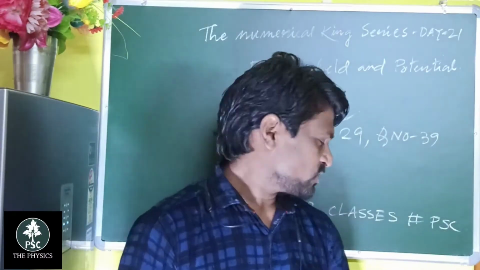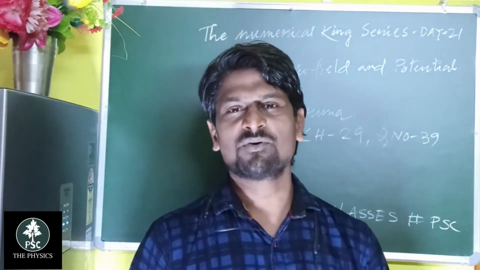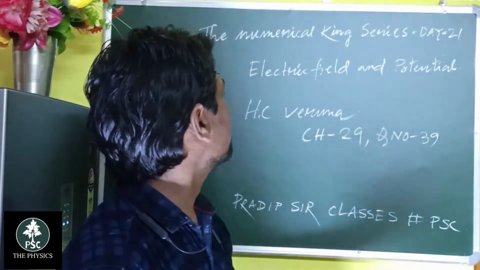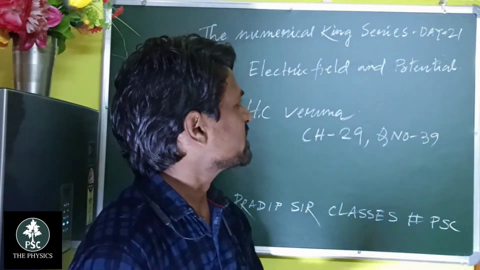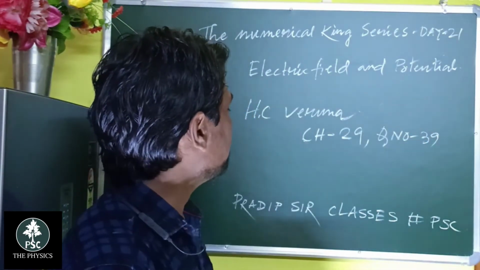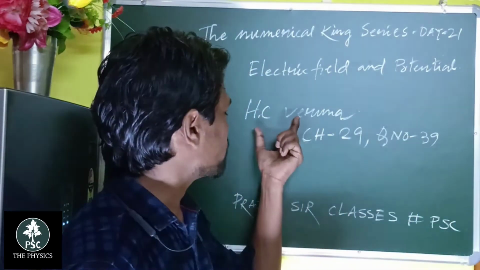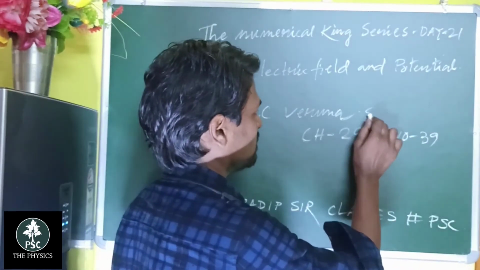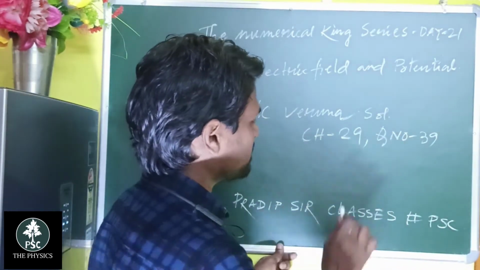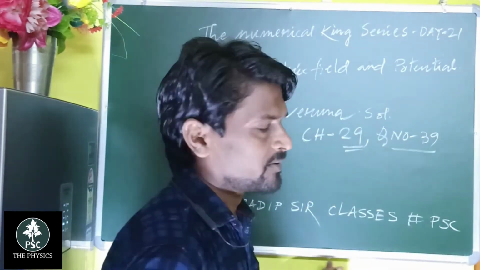Students, welcome to Pradeep sir classes as PSC where logo can talk the physics, and this is Numerical King series day 21. An electric field and potential, and the chapter is 21 and it is all about AC Verma solution. AC Verma solution and chapter number 29 and the question is 39.